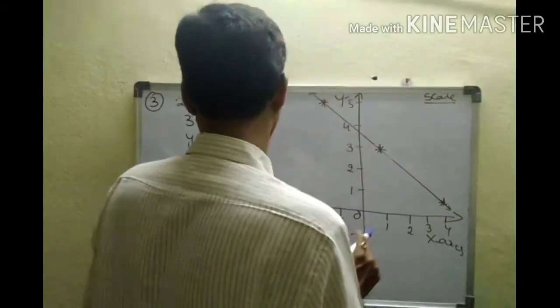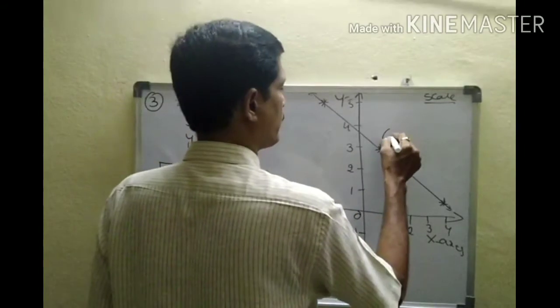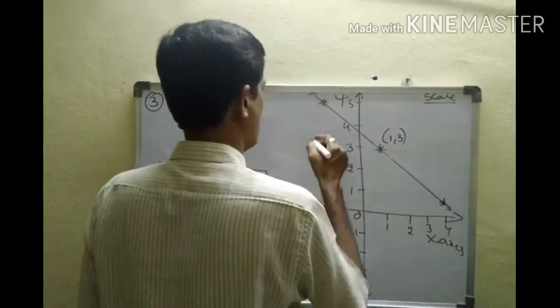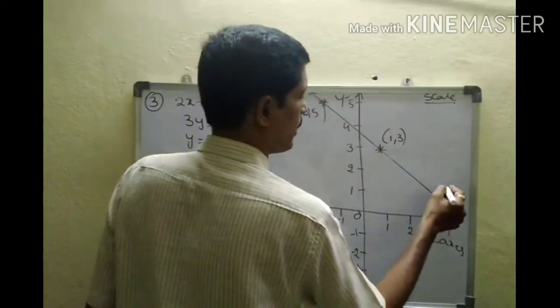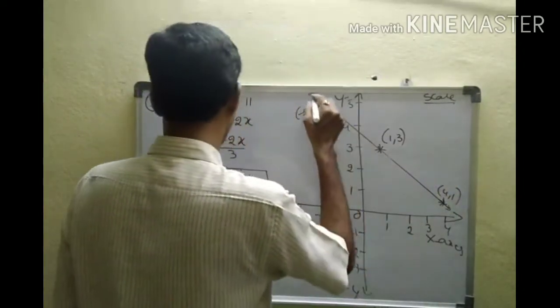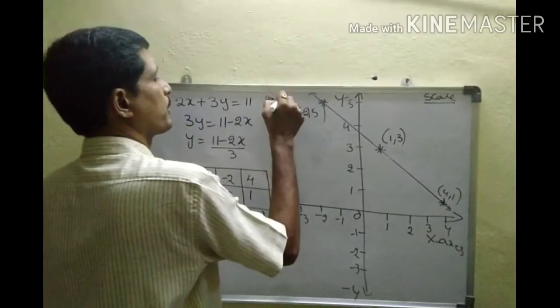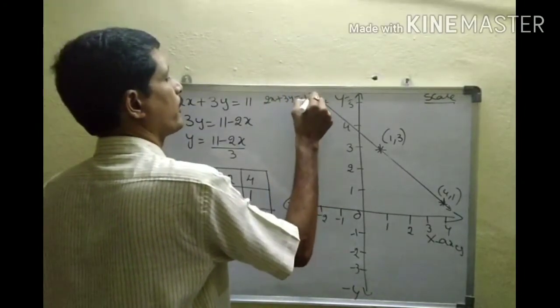Here the points are 1 comma 3, 1 and 3. Here minus 2 comma 5. Here is 4 comma 1. Here this graph is 2x plus 3y equal to 11.